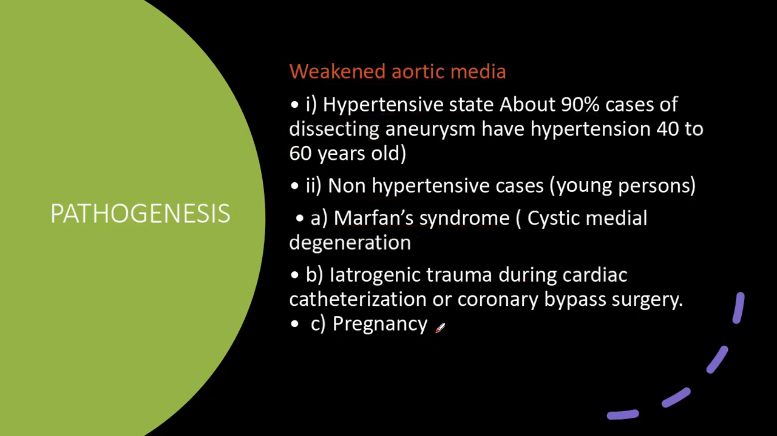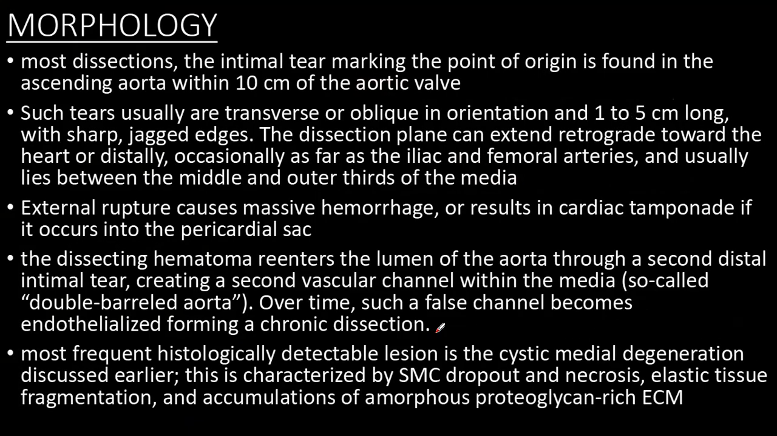Let's look at morphology. Note this. In most dissections, the intimal tear, which marks the point of origin of the dissection, is found in the ascending aorta in most cases, just 10 centimeters above the aortic valve. Those tears are usually transverse or oblique in orientation, and they measure 1 to 5 centimeters long, and their edges are sharp and jagged.